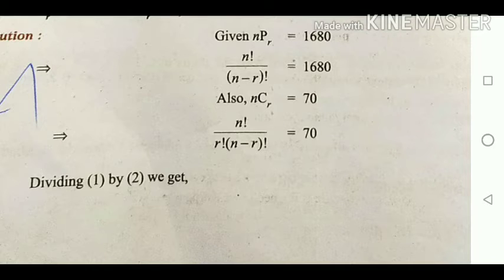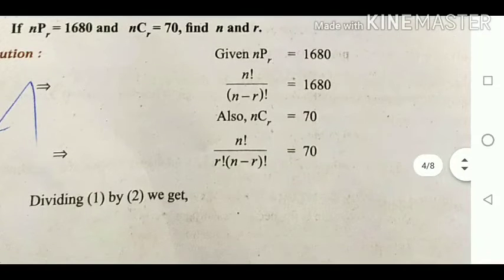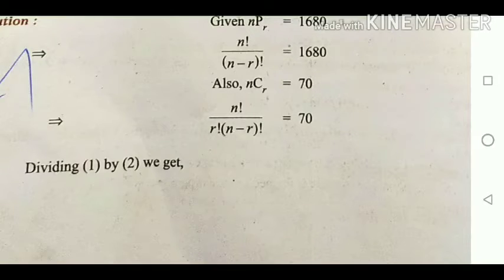Here nCr equal to 70. Therefore, n factorial divided by r factorial into n minus r factorial. The difference between nPr and nCr is given here. nPr is nothing but n factorial divided by n minus r factorial, whereas nCr, that is combination, is n factorial divided by r factorial into n minus r factorial equal to 70. By dividing these two, the first equation is n factorial divided by n minus r factorial equal to 1680. First equation. Second equation, n factorial divided by r factorial into n minus r factorial equal to 70. This is the second one.